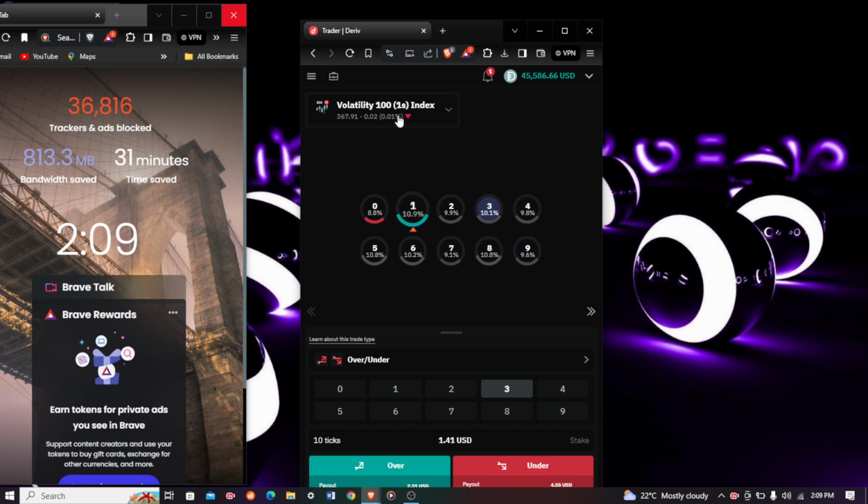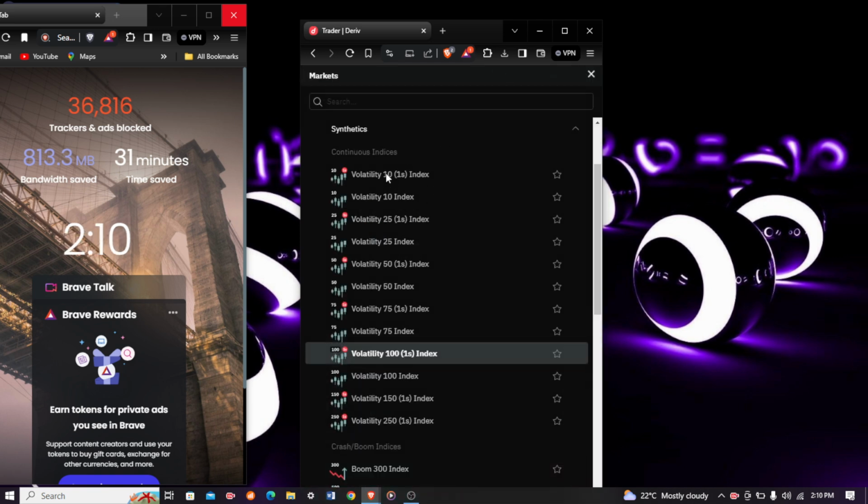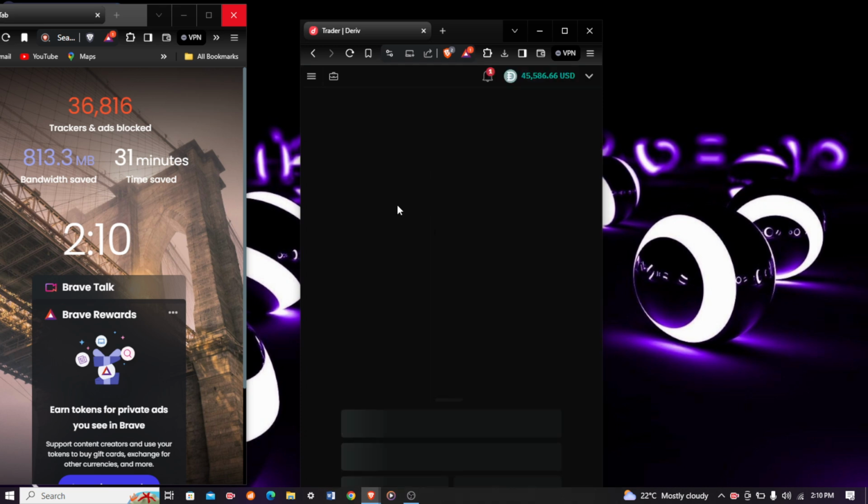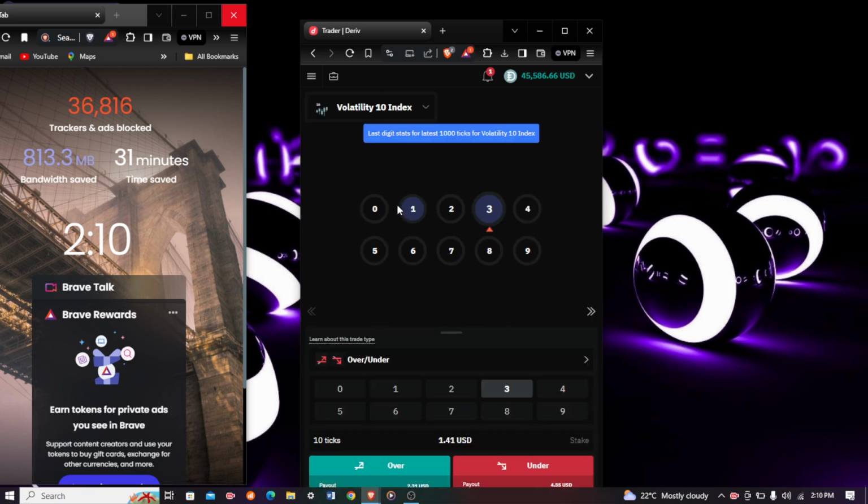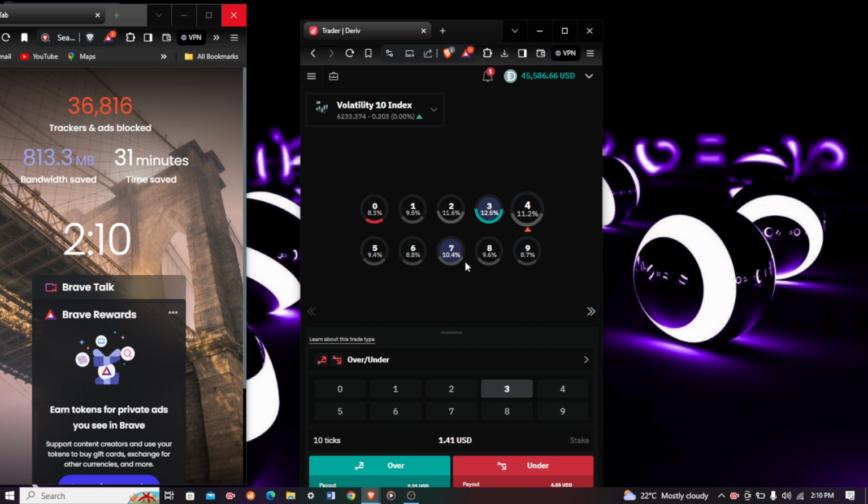We'll begin by looking for a good market, one that has the conditions for over 3 or under 7 that we require. So let us begin. Just use the 1S. The 1S markets are very good because they are more stable and do not change that often, so they can be easily predictable. This is under 7. This is not a predictable market.